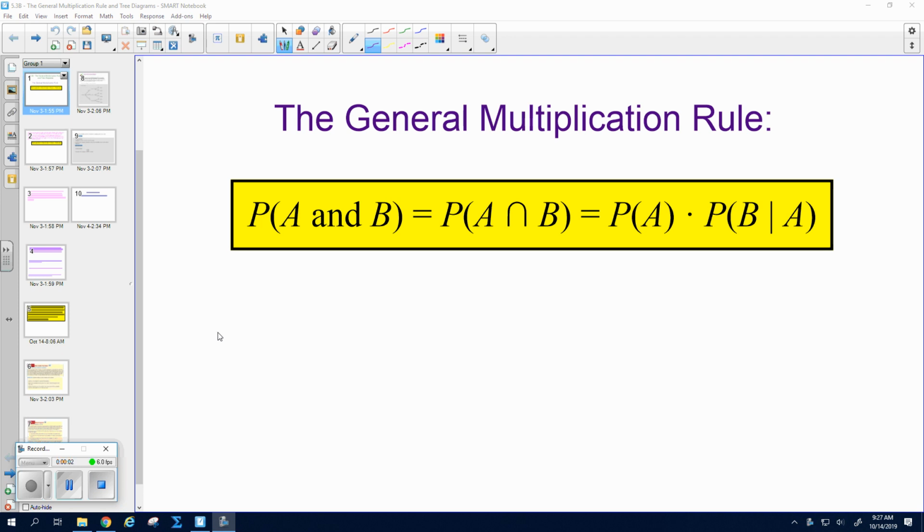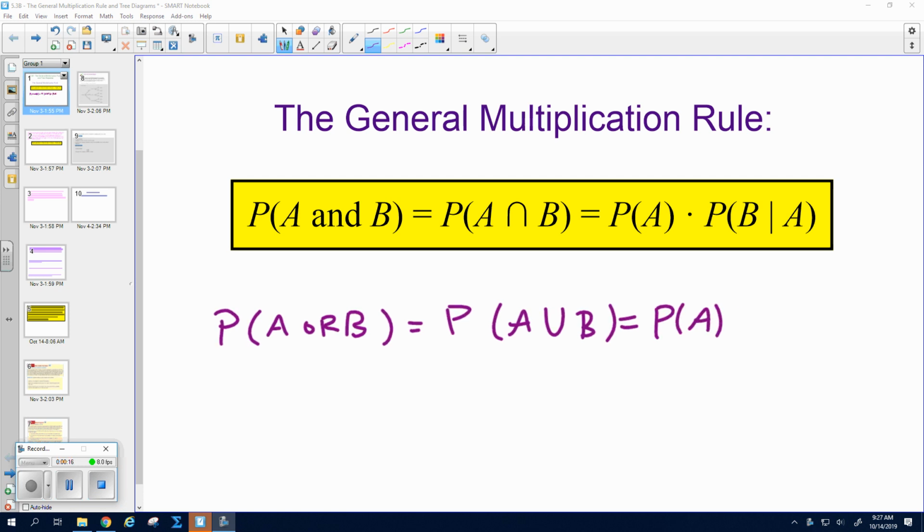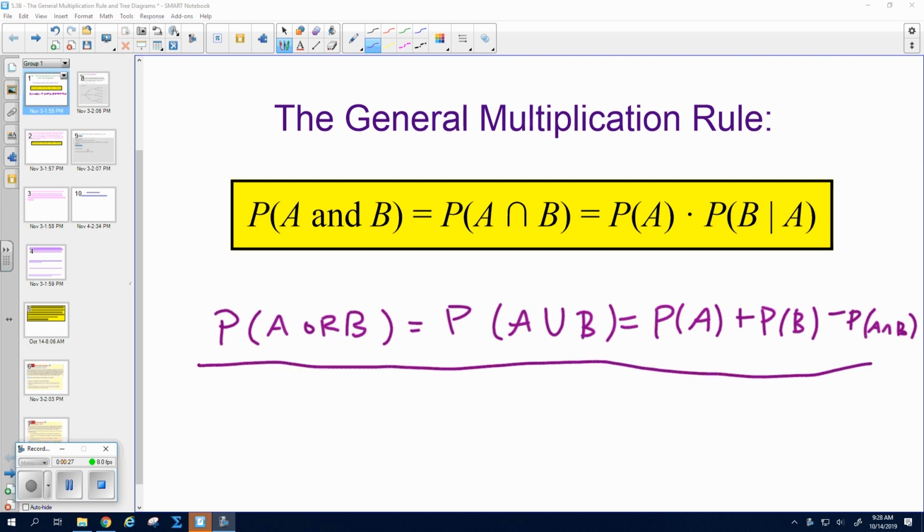So you guys learned the OR statement. Probability of A or B is equal to the probability of A union B. That symbol means OR, right? Which is the probability of A plus the probability of B minus the probability of A and B, the overlap, right? Okay. This is called the general addition rule. The general addition rule is when you have the word OR and you are adding probabilities, okay?